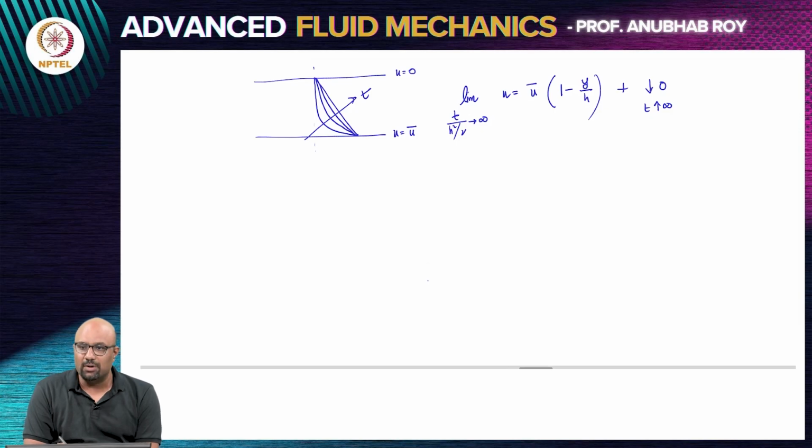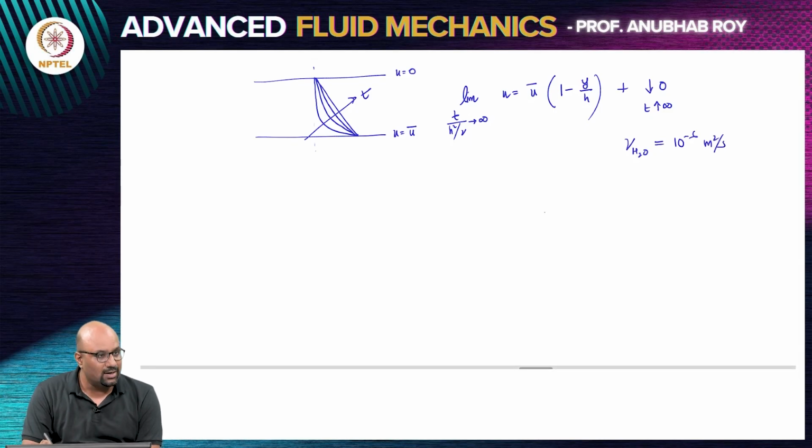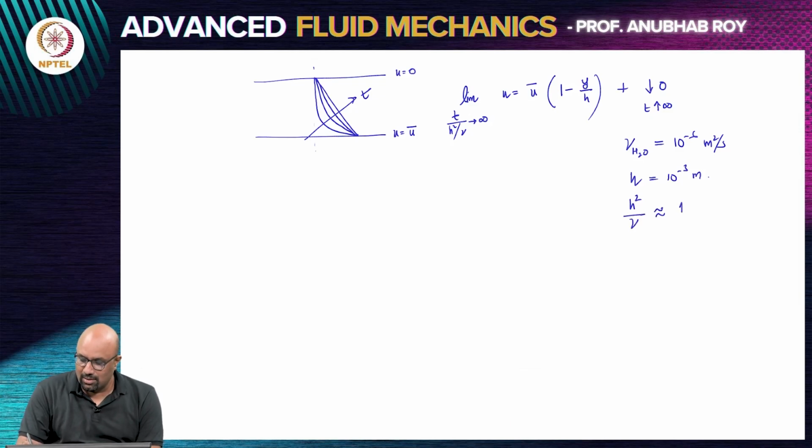So this gives you some perspective, because if you think in terms of a fluid and you consider a water-like medium, the kinematic viscosity of water would be around 10 to the power minus 6 meters square per second. And now if you say that you have a plate gap which is around a millimeter, which is 10 to the power minus 3 meter, then you can see that this quantity h square by nu is approximately 1 second.